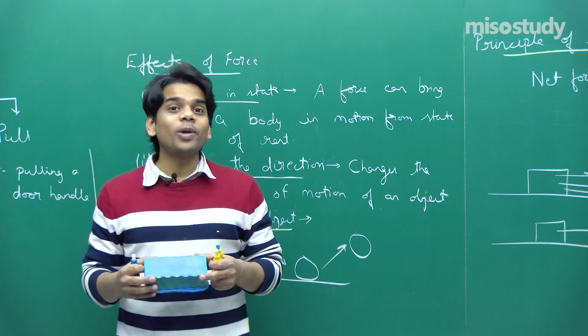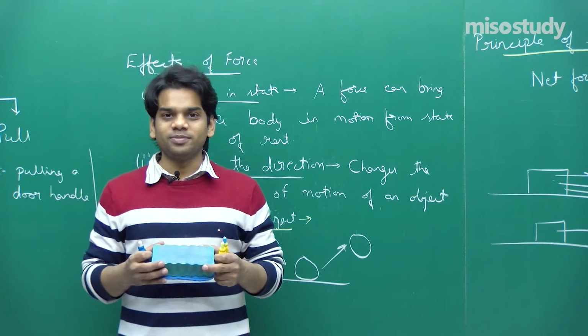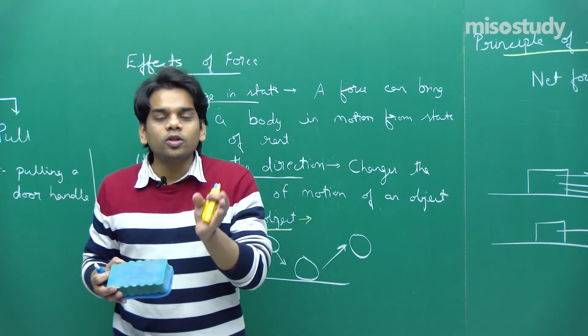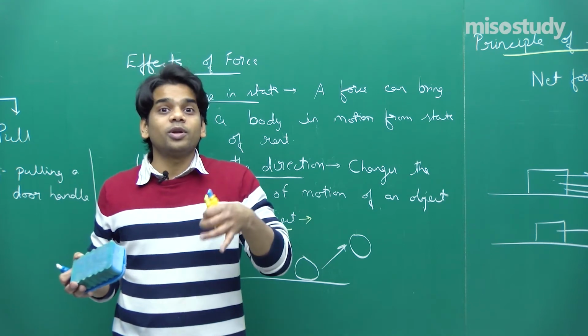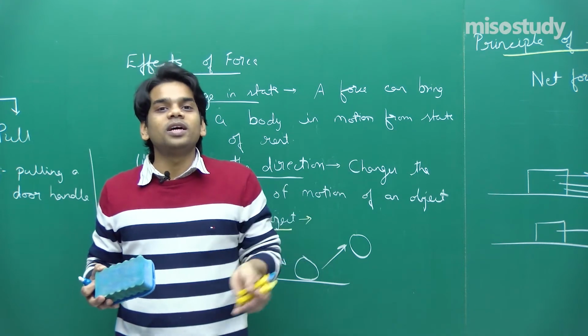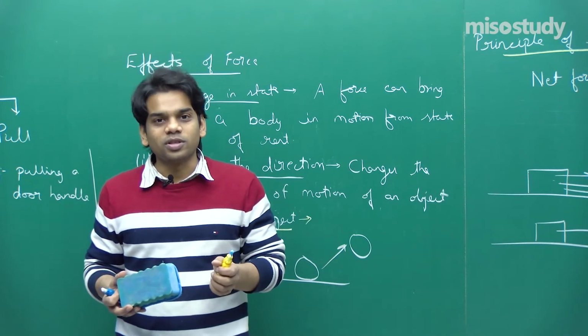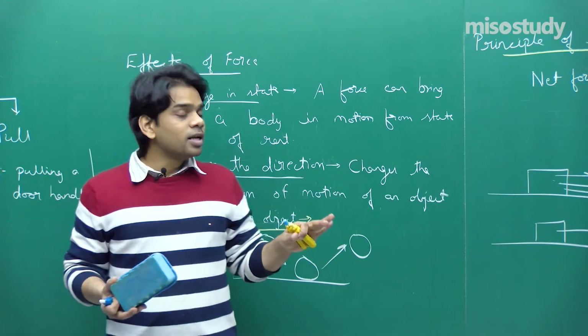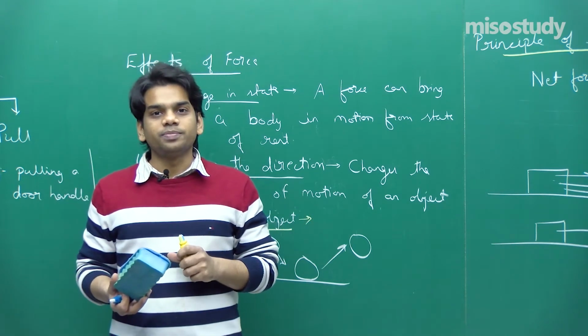Then I told you, if many forces are applied on an object, you need not apply all these forces. You can replace all these forces by a single force, and this single force should be the vector resultant of all the forces. So we got this, that is called the principle of superposition.